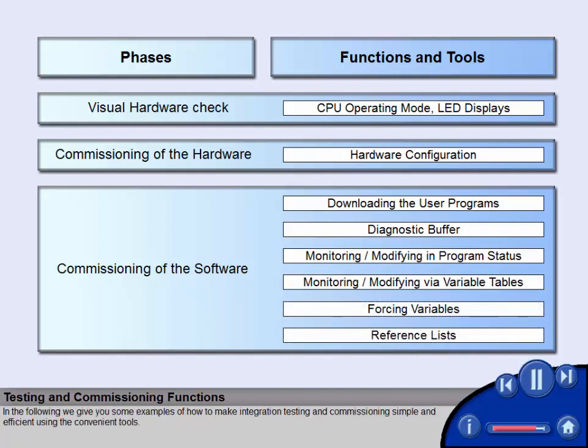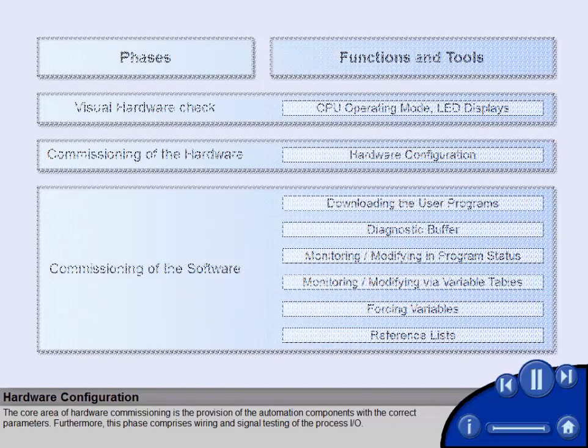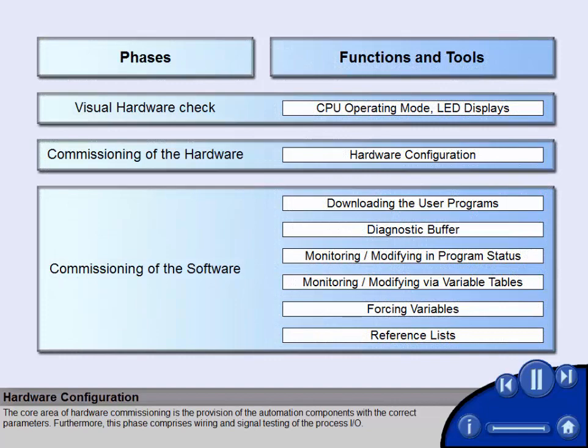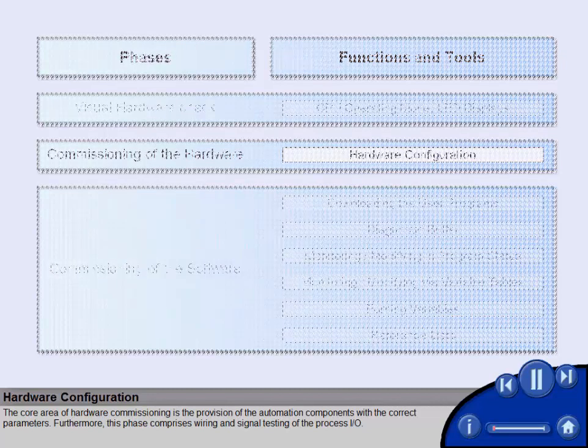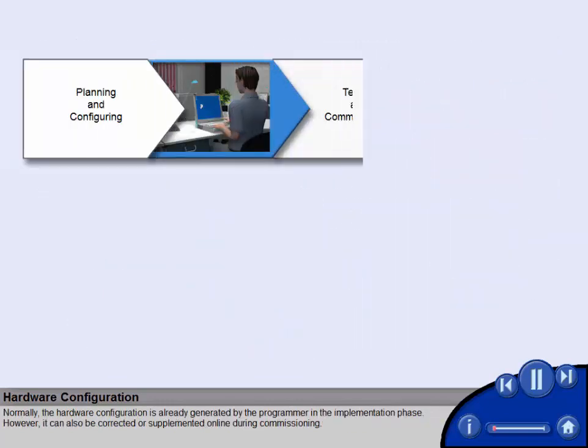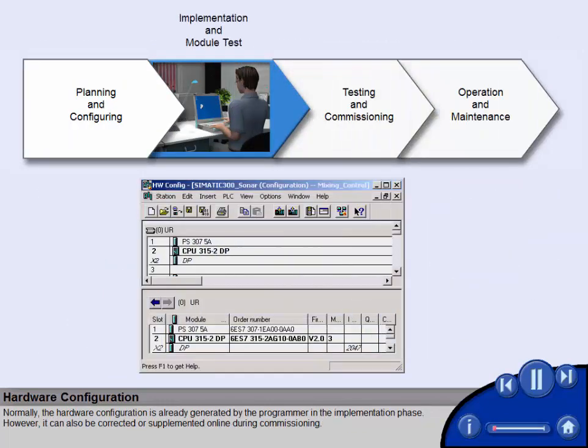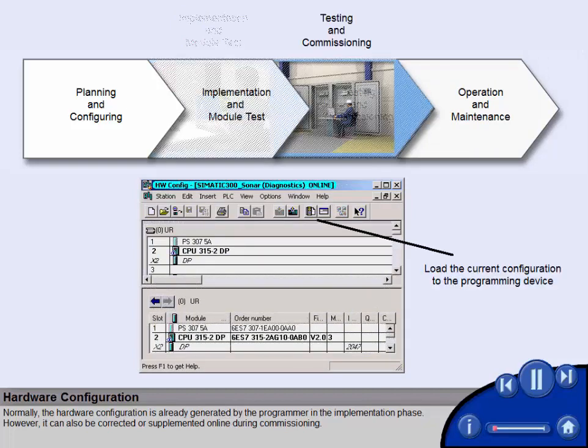In the following, we give you some examples of how to make integration testing and commissioning simple and efficient using the convenient tools. The core area of hardware commissioning is the provision of the automation components with the correct parameters. Furthermore, this phase comprises wiring and signal testing of the process I/O. Normally, the hardware configuration is already generated by the programmer in the implementation phase. However, it can also be corrected or supplemented online during commissioning.